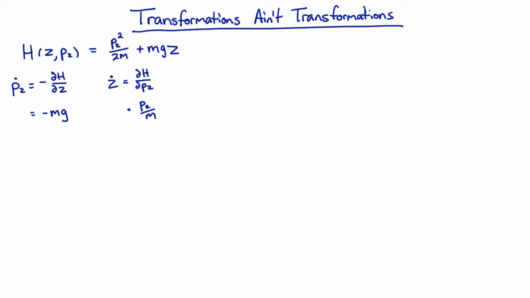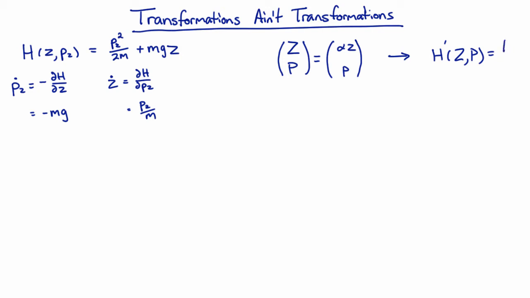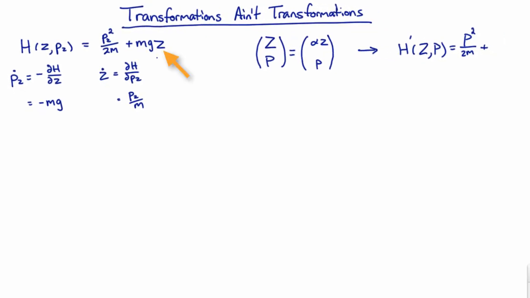Now supposing we're going to make a transformation. We're going to go to capital Z and capital P, and these are going to be almost the same as the old z and p. We're just going to scale the z, capital Z equals alpha little z, and P is going to be exactly the same. So that would imply that if we were to just make that transformation, our new Hamiltonian of big Z and big P would just be the same kinetic energy term, big P squared on 2m, except this time our Z will be scaled, mg big Z on alpha, by our scaling factor.